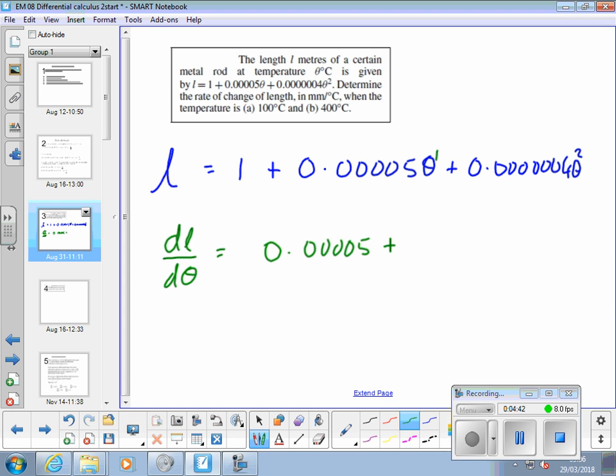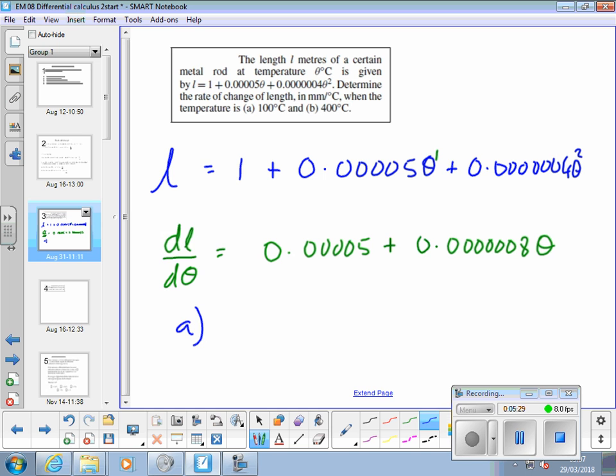We have to multiply by the old constant. So we multiply the 4 by 2 to make it 8, and then take 1 off the index. Everybody follow that? The numbers are strange, very small numbers, but other than that, it's the same process as you were using last week. So we've now got our equation for the rate of change of length with temperature, and so we can do the two parts of the question.